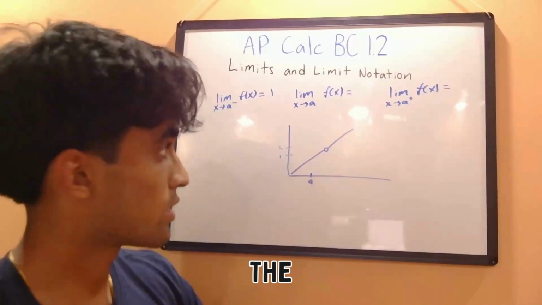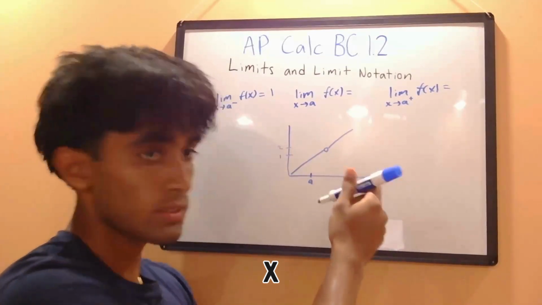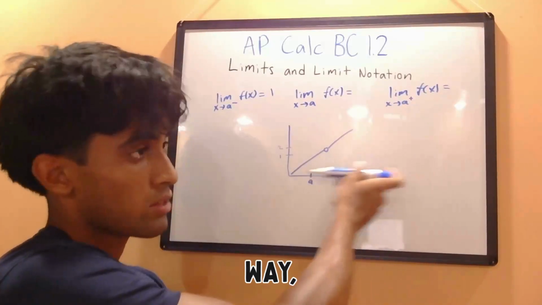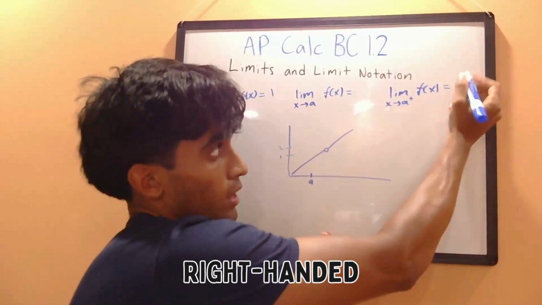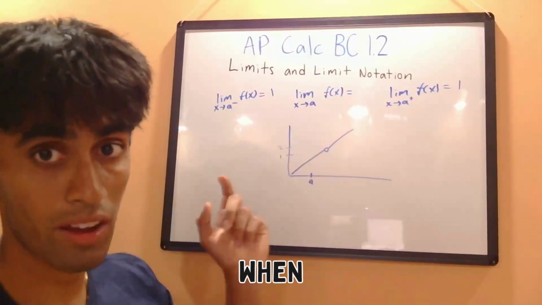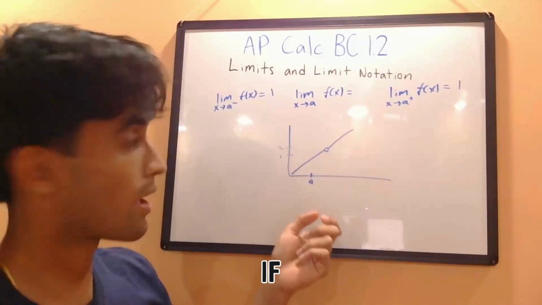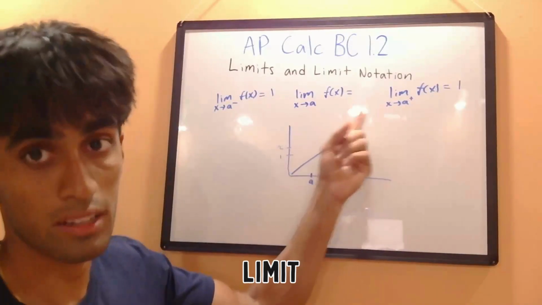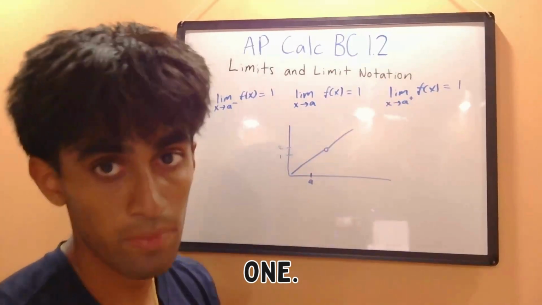And then let's say the right-hand limit. The right-hand limit is when x approaches a from the right side. So when x approaches a from this way, the y goes downward until it gets to about 1. So the right-handed limit is 1. And the two-sided limit is only defined when both of these left-hand and right-hand limits exist, and if they're the same value. When they are the same value, that means the two-sided limit equals the same number. So the two-sided limit equals 1.